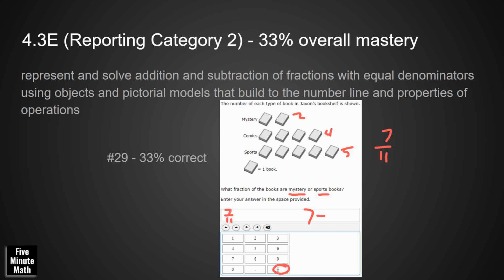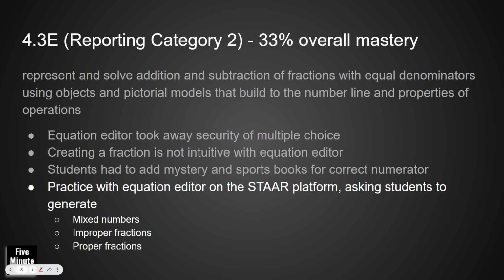We only had 33% correct. We don't know what the incorrect answers are. They don't give us that on the item analysis report. That equation editor definitely takes away the security of multiple choice. It's not that intuitive. And then you still had to add, you had to do a little bit of work. You had to add mystery and sports books for the correct numerator.